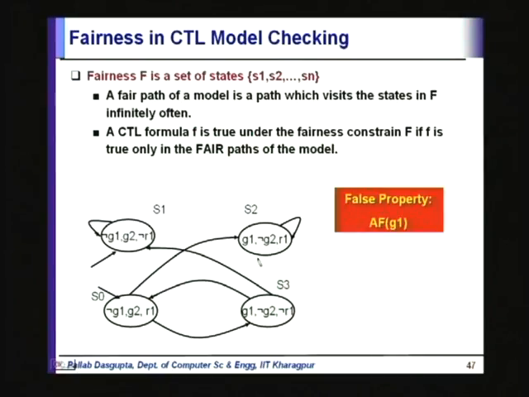Fairness. Fairness is defined as follows. Fairness F is a set of states S1, S2 through Sn, and a fair path of a model is a path which visits the states in F infinitely often. A CTL formula is true under the fairness constraint F if it is true only in the fair paths of the model. Okay, if we only consider the fair paths of the model and the formula is true in that restriction of the model, then we say the CTL property is true under the fairness constraint F.